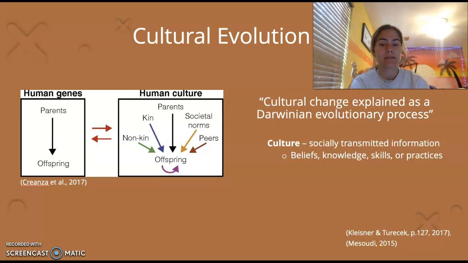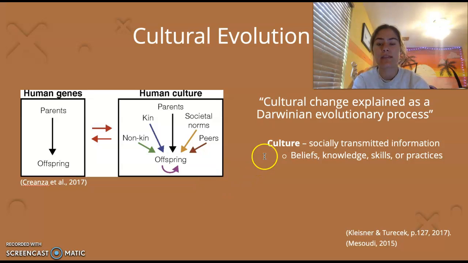Stress and mental health are topics that are commonly talked about in American society today. However, different cultures have different ways of dealing with mental health issues, and this difference can be explained through the process of cultural evolution. According to Kleesner and Turek, cultural evolution is a cultural change explained as a Darwinian evolutionary process, and according to Masudi, culture is socially transmitted information such as beliefs, knowledge, skills, or practices.